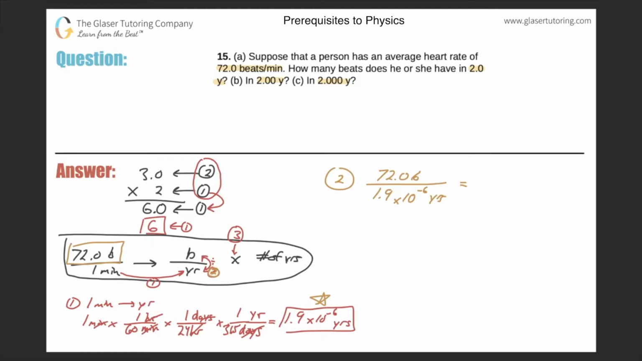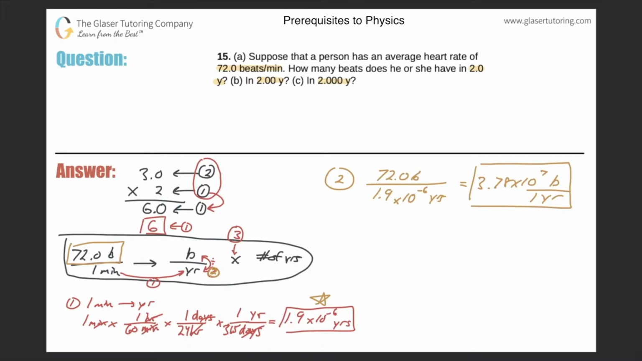Okay. So it should be a large number, right? That makes sense. So it comes out, I'm going to round slightly. It comes out to about 3.78 times 10 to the, let's count the decimal places, 7 times 10 to the 7 beats per year. That's per 1 year, right? Okay, great. Now that's the answer to the second step.